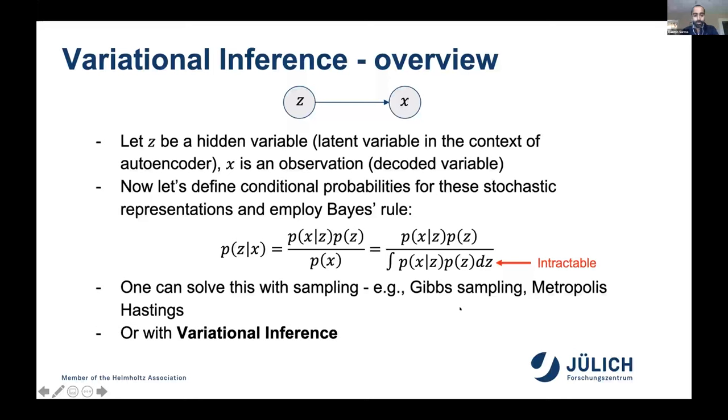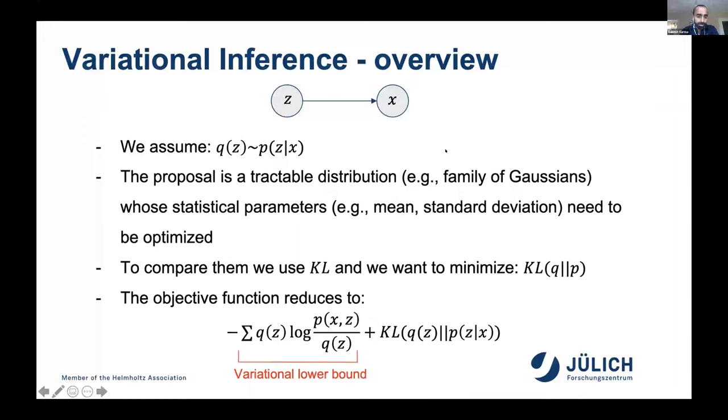Or we could use variational inference. So that's where variational inference comes in. It helps us to find intractable posteriors. How is this done? Basically, we assume that the distribution we are trying to find is given by a proposal Q. And this proposal is chosen from a family of tractable distributions, it could be a family of Gaussians, for example the multivariate normal distribution. Then during the optimization process, we optimize the parameters of this tractable distribution. For example, if you assume it was a normal distribution, you try to optimize the mean and standard deviation of the normal distribution in order to arrive at that.